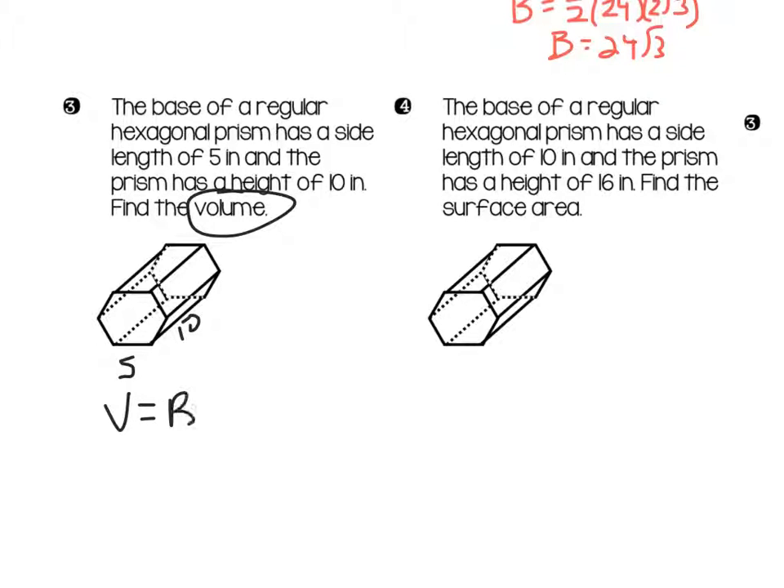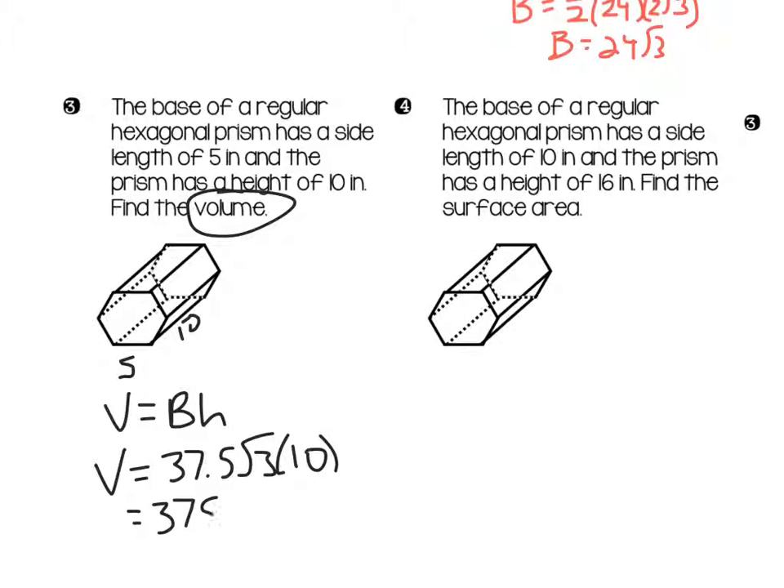Remember, volume equals base times height, area of the base times height. And we already found that the area of the base was 37.5 square root 3. And then we're going to multiply times our height of 10. So we get 375 square root of 3. Okay, so that one was a work smarter, not harder.